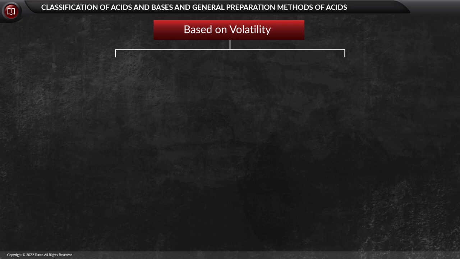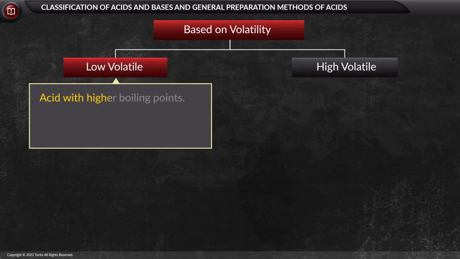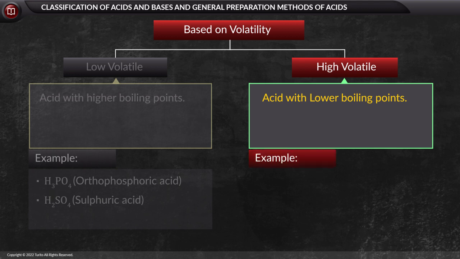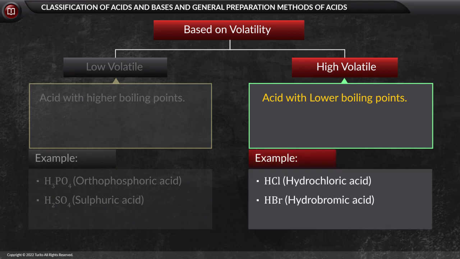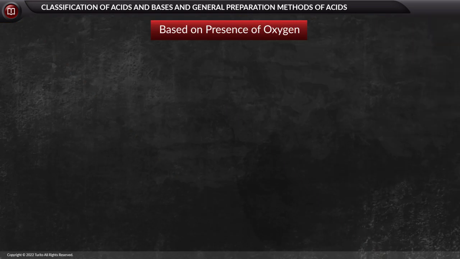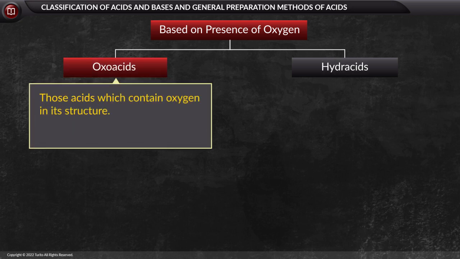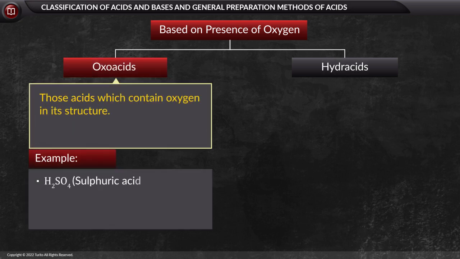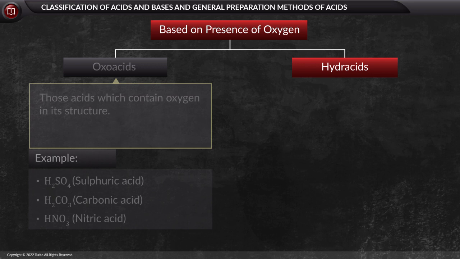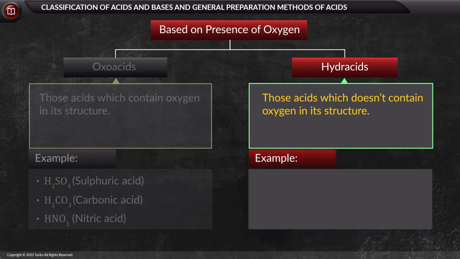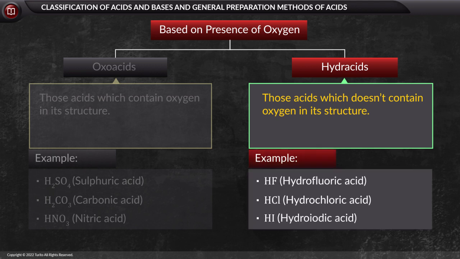Based on volatility, acid is divided into low volatile with higher boiling points, like orthophosphoric acid and sulfuric acid. In contrast, high volatile acid means the one which is HCl or HBr. Based on the presence of oxygen, it is classified into two types: oxoacids having oxygen in the acid composition. For example, sulfuric acid, carbonic acid, nitric acid. The second one is hydracid, those acids that don't contain any oxygen atom in it, like HF, HCl, and HI.